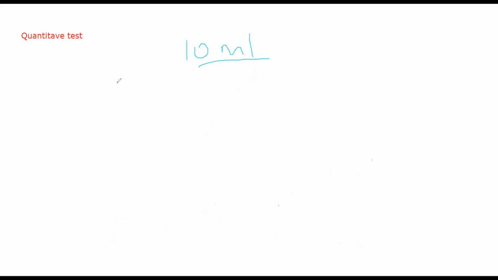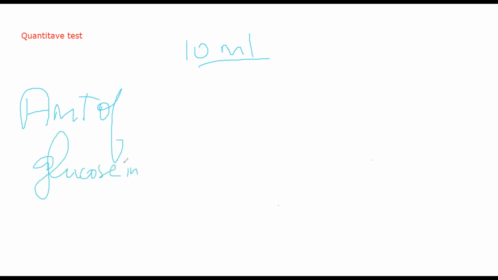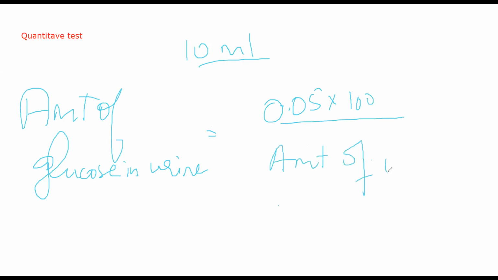Now with this you can calculate the amount of glucose present in urine. So amount of glucose in urine will be equal to 0.05 into 100 divided by amount of urine. So this amount of urine will basically be your 10 ml.